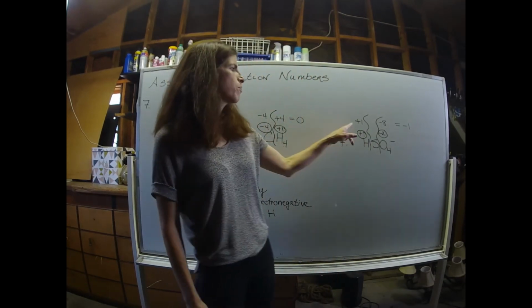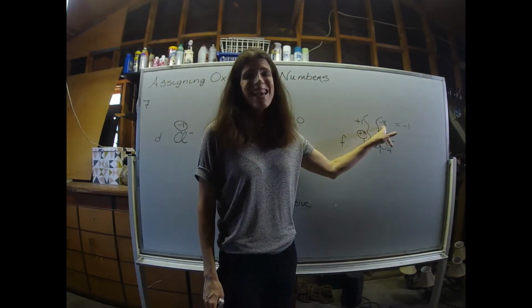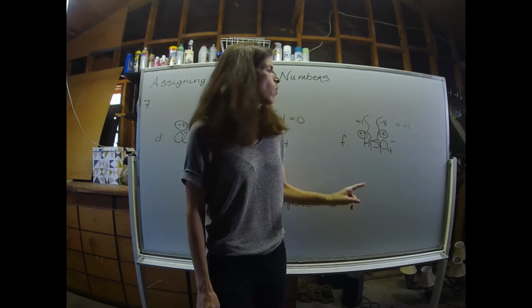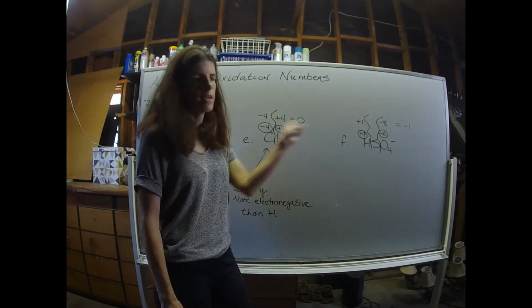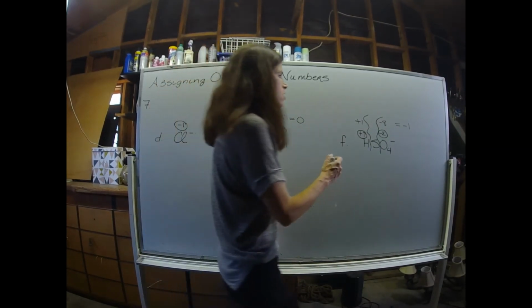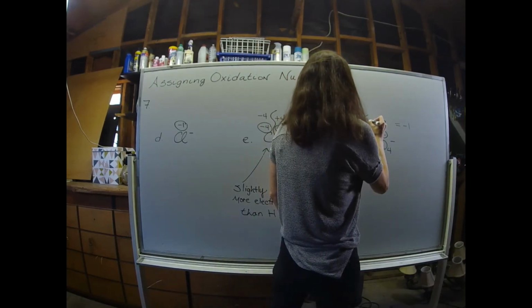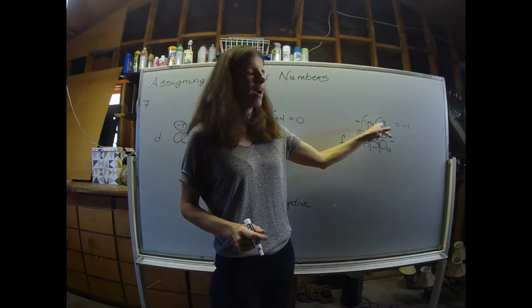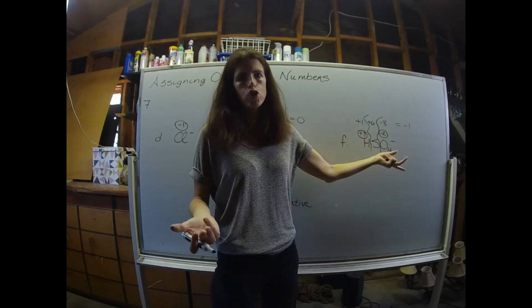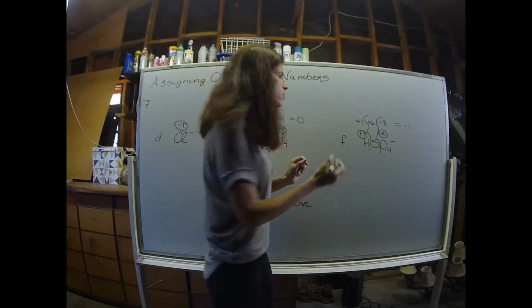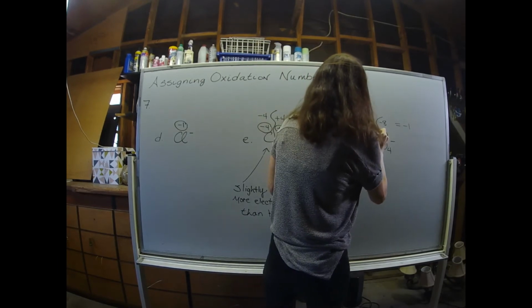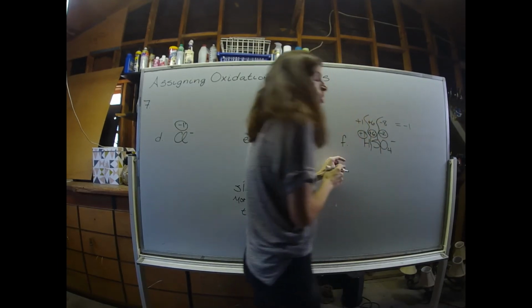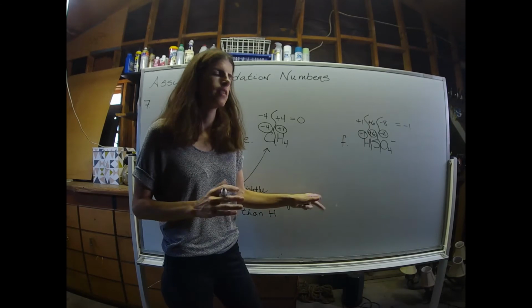So now I have +1 minus 8 equals -1. What number can I put in there to make that a true algebraic statement? Well, if I do a +6, now I have +7 minus 8 equals -1, and that's true algebraically. So that means sulfur has an oxidation number of +6 in the hydrogen sulfate.